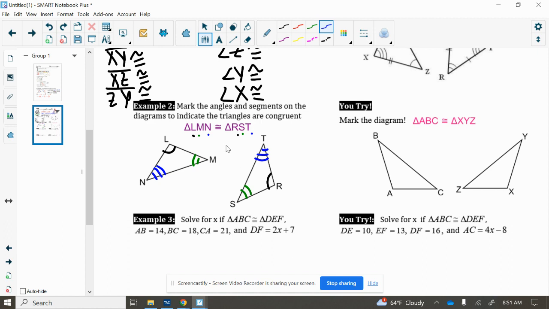I also want to mark the sides. So L to M is between the 1 and 2 tick marks, so I'm going to have R and S be between 1 and 2. M and N would be between 2 and 3 here. And then last remaining side could get 3 as well, so I can keep those lined up. All right, your turn to mark this diagram. You are taking A, B, C and marking X, Y, Z. Try this one out on your own.